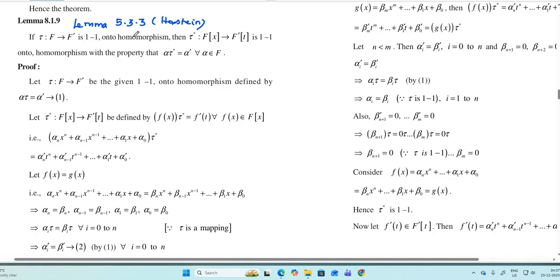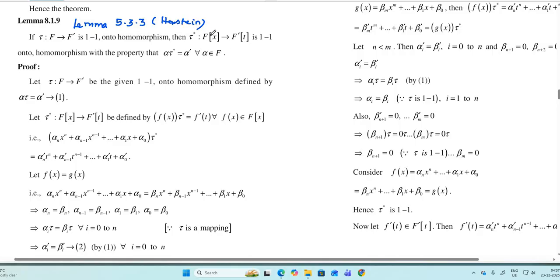is a one-to-one onto homomorphism, then tau star, which is from the collection of all polynomials over F to the collection of all polynomials over F prime. So F and F prime are two fields. There is no connection between this prime that we use here and the derivative, where the derivative of f of x is f dash of x. There is no connection between this notation and the derivative that we use in differentiation.